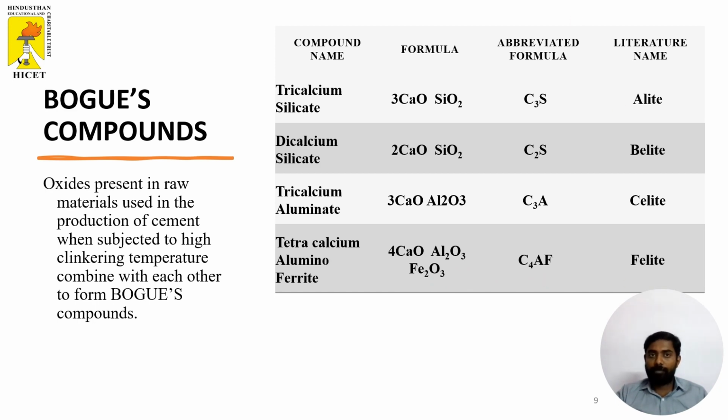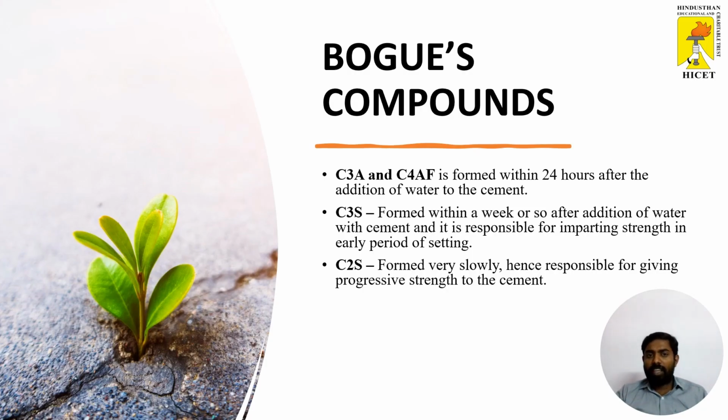Of the four components C2S, C3S, C3A and C4AF, in reverse order, C3A and C4AF are formed within 24 hours after the addition of water to the cement. This means the initial setting time and final setting time are governed by C3A and C4AF. C3S is formed within a week or so after addition of water, and it is responsible for imparting strength in the early period of setting.